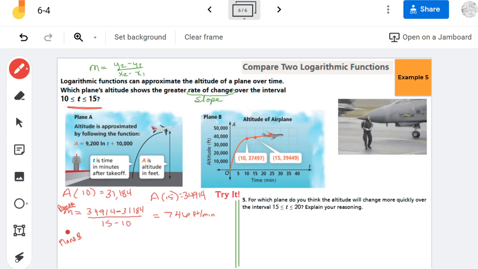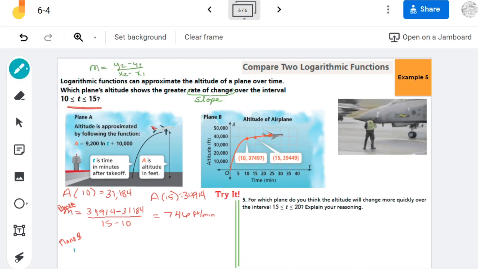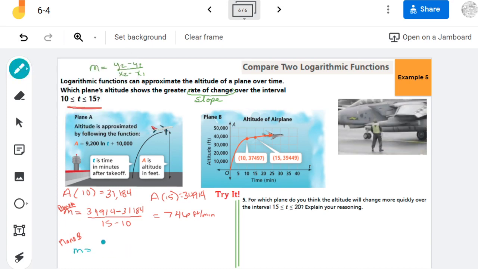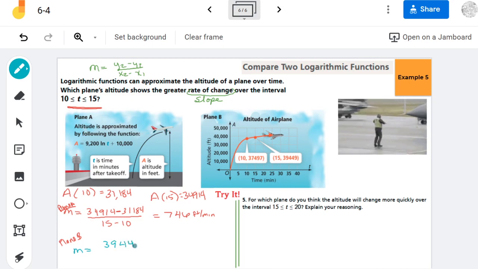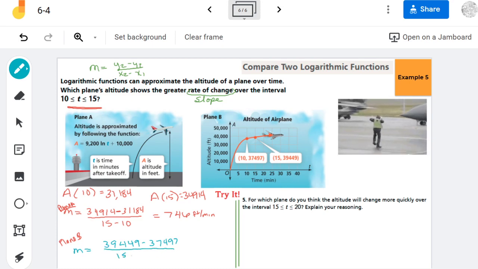All right, so that's kind of the name of the game. When I go over to Desmos, for plane B, I'm going to change my text color. I'm going to say m equals, so I'm going to take 39,449 and subtract 37,497 and divide it by 15 minus 10.